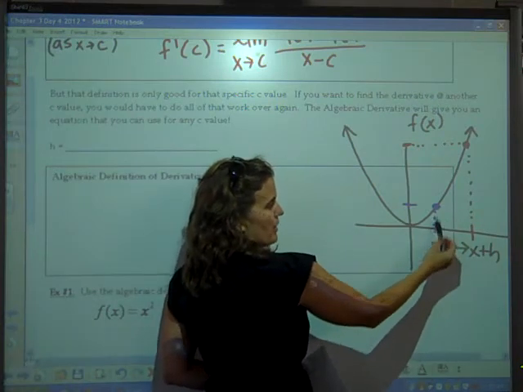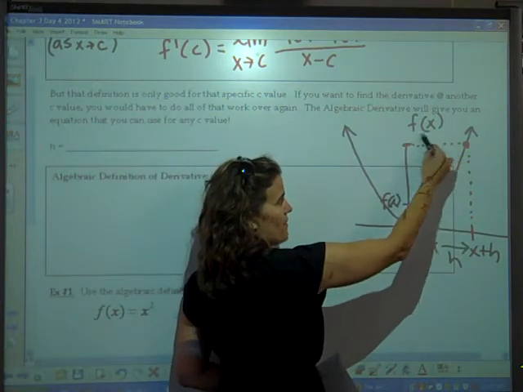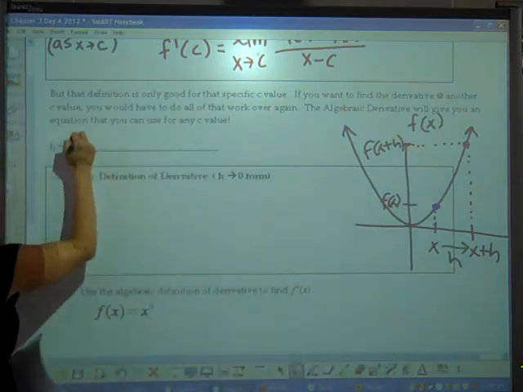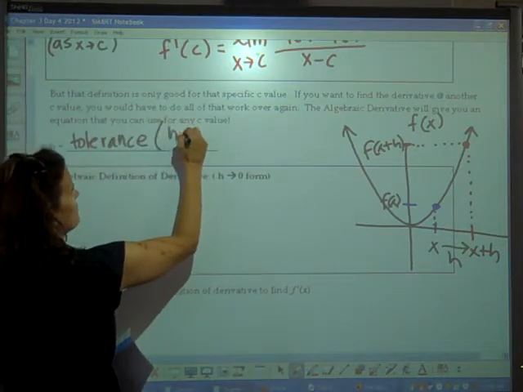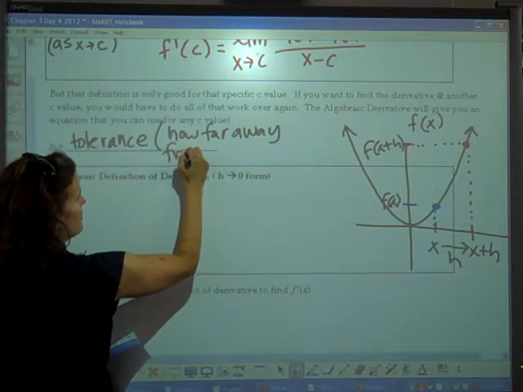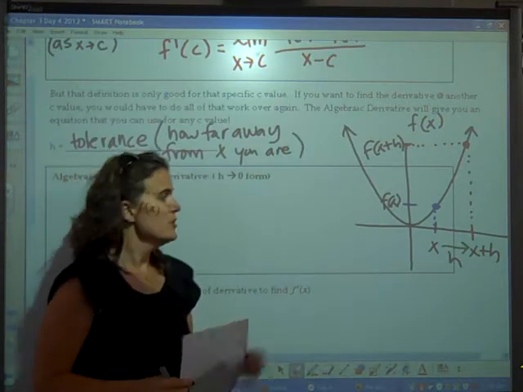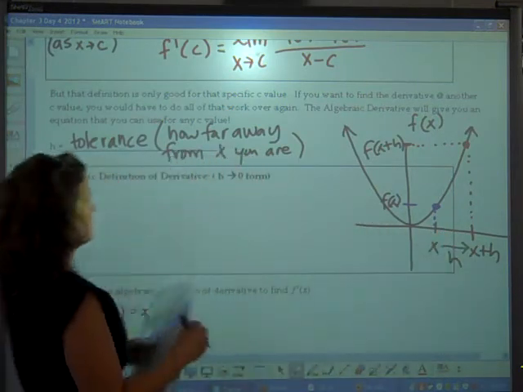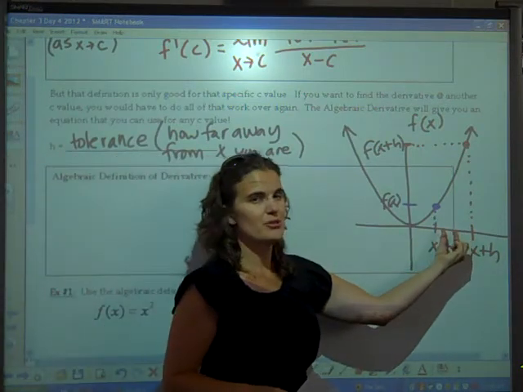The outputs, if you plug in x into f of x, you're getting f of x. If you're plugging x plus h into f of x, you get f of x plus h. Okay. So h is what we call the tolerance. It's how far away from x you are. So you're moving over a certain distance from x, and we call that distance h. And notice that the next definition of derivative will be as h approaches 0. So as that distance is getting closer and closer to 0.